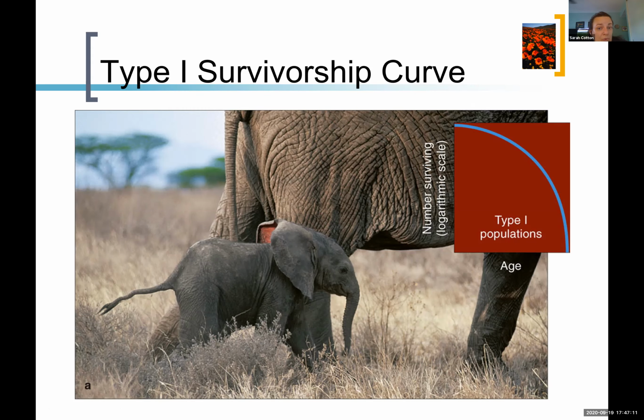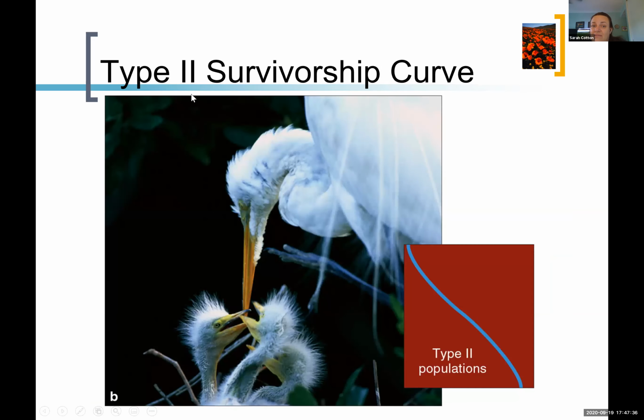Most large mammals have a type 1 survivorship curve. So they're showing elephants here because elephants have a type 1 survivorship curve. So most of them survive their babyhood, right? In their childhood into their sort of young adulthood, right? Most of the time when an elephant dies, it's an older elephant. It's an elderly elephant that dies, okay? All right, we'll come back to type 2 in a second.